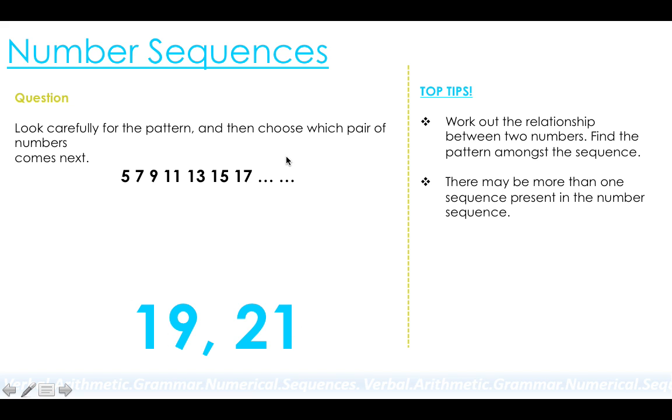However, if this was a more complicated sequence, there may be two different number sequences going on. That could be plus 2, plus 3, plus 2, plus 3, so that's two different sequences that you need to look out for. Just make sure that you pay attention to how the numbers are linked to each other and how the sequence is progressing.